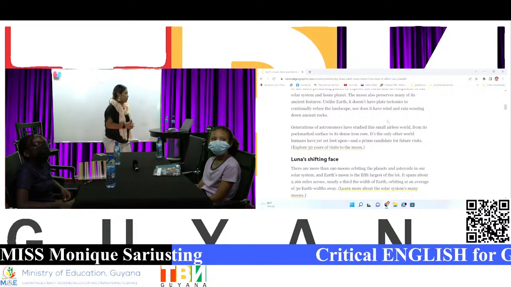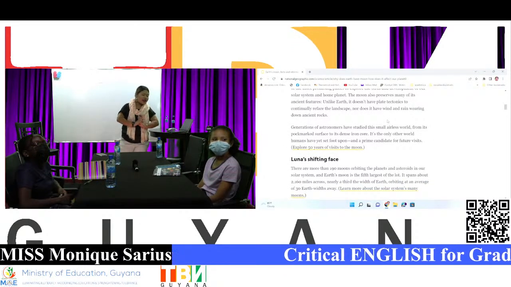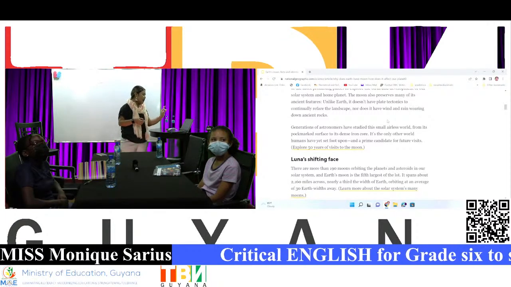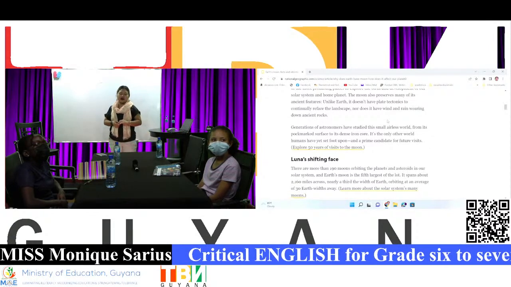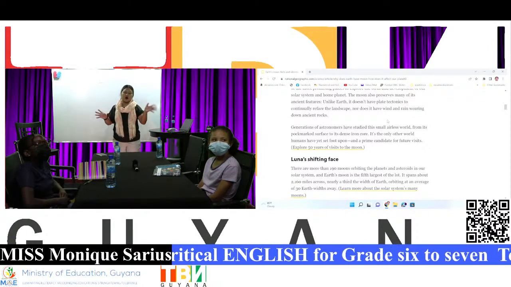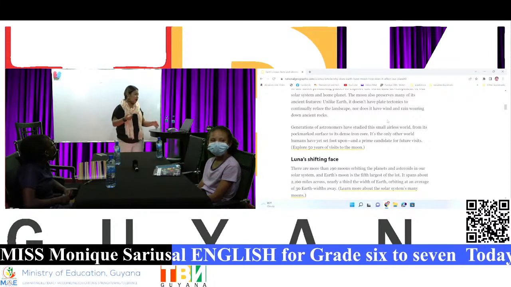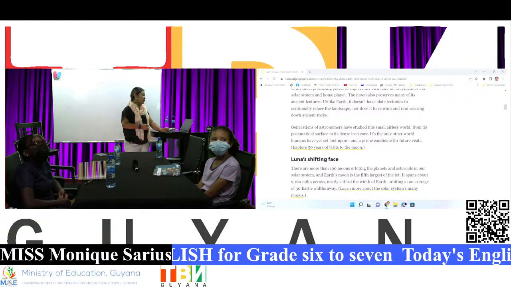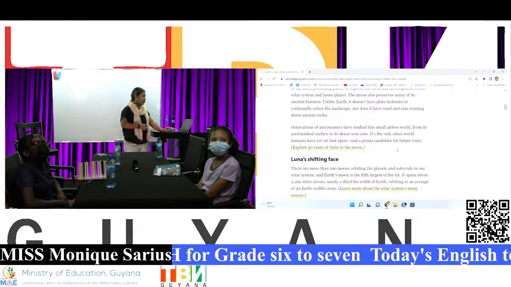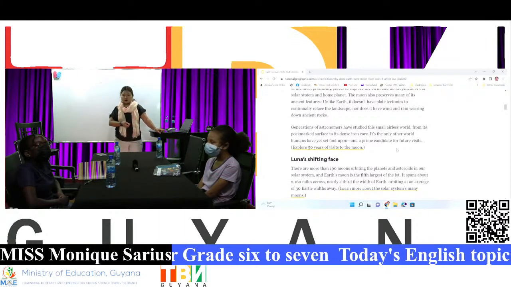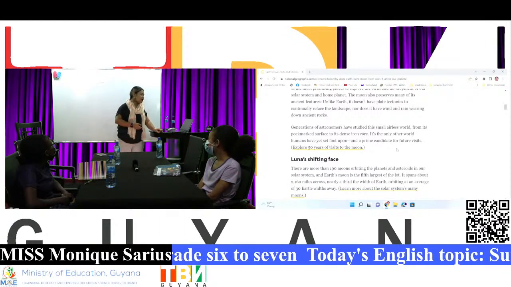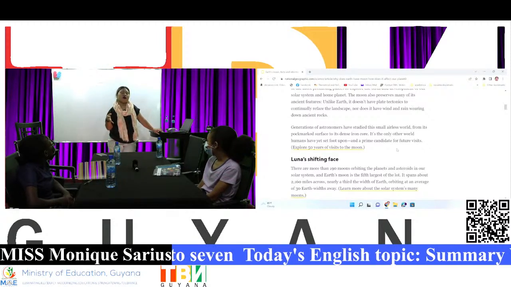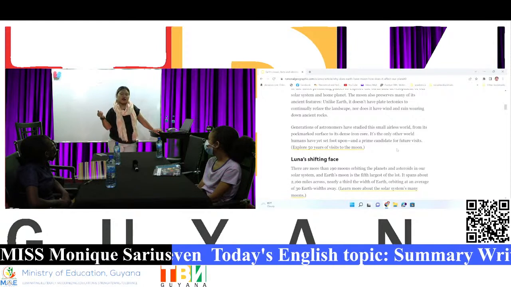Generations of astronomers have studied this small, airless world, so it doesn't have air, from its pock-marked surface to its dense iron core. So basically, it got a lot of holes on its surface. That's what they're talking about. It's the only other world humans have set foot upon and a prime candidate for future visits. So, what's the main point there? Humans setting foot. What's another term we can use for humans setting foot on the moon?